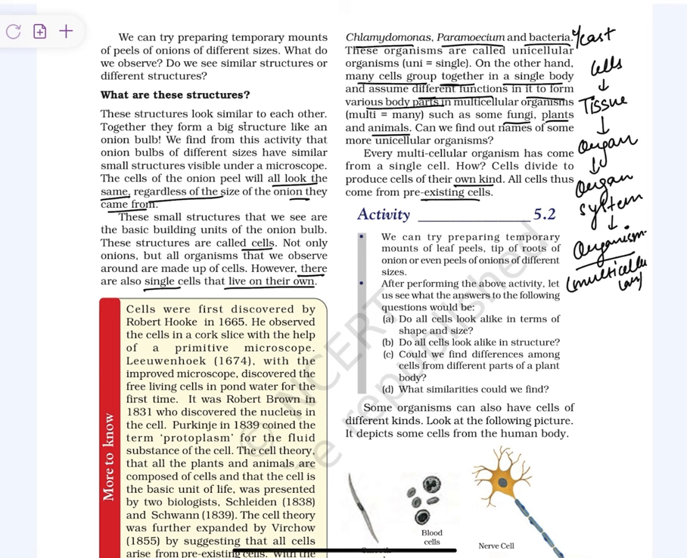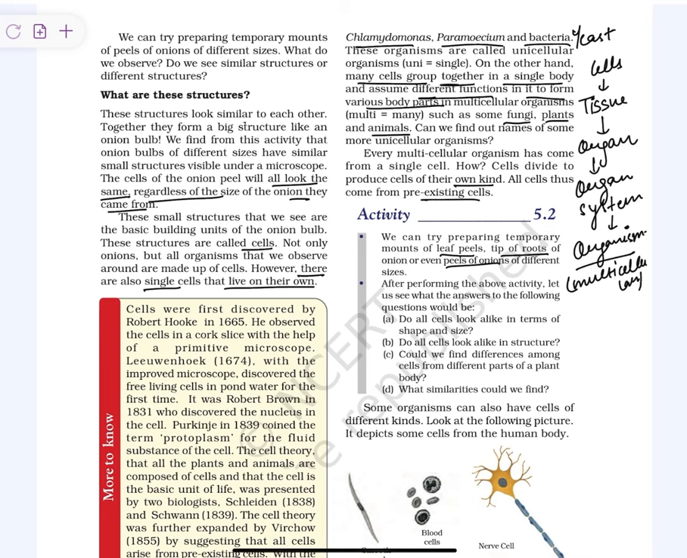Now in activity 5.2, we have to prepare various temporary mounts of different parts of a plant: leaf peels, tip of roots of onion, and peels of onion. And we need to see whether the shape and size of the cells in different plant parts vary. Like, is the size the same, is the shape the same, or is it different?